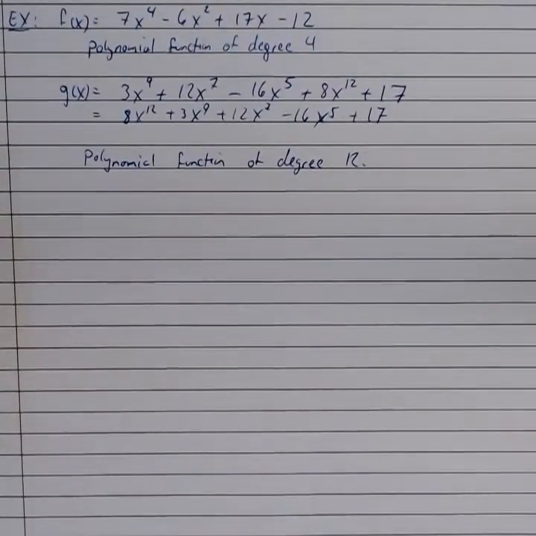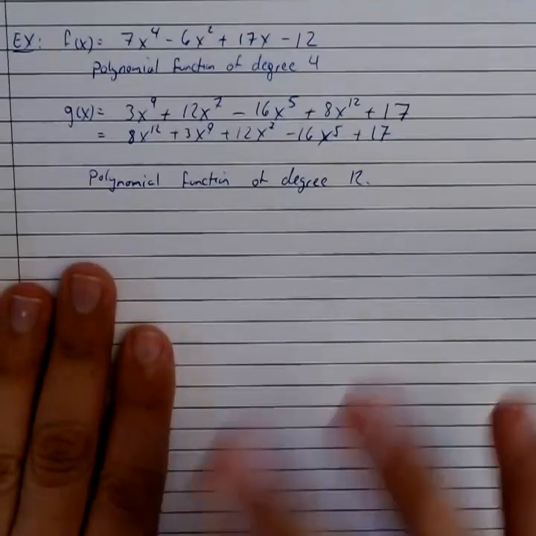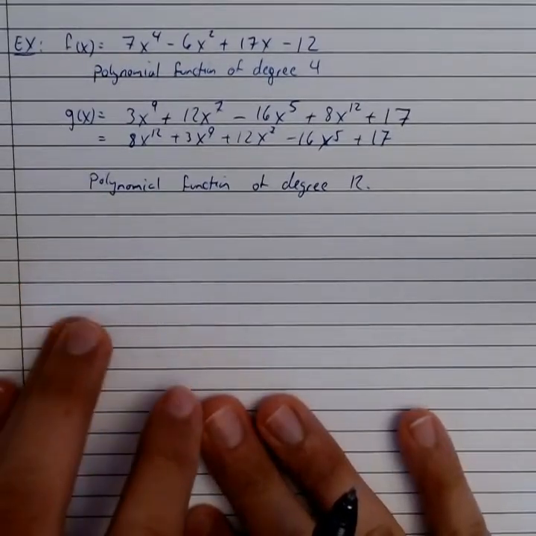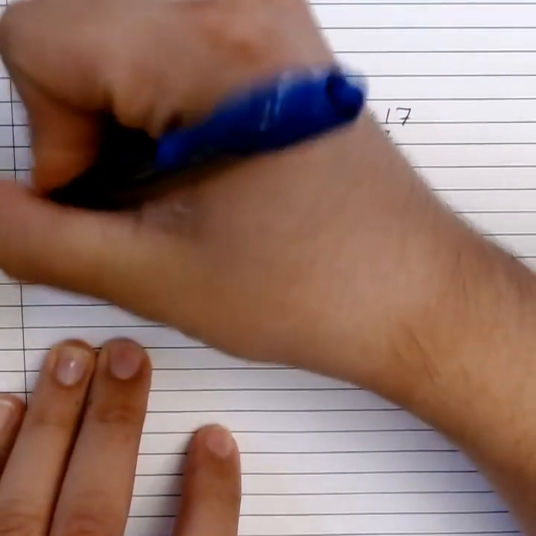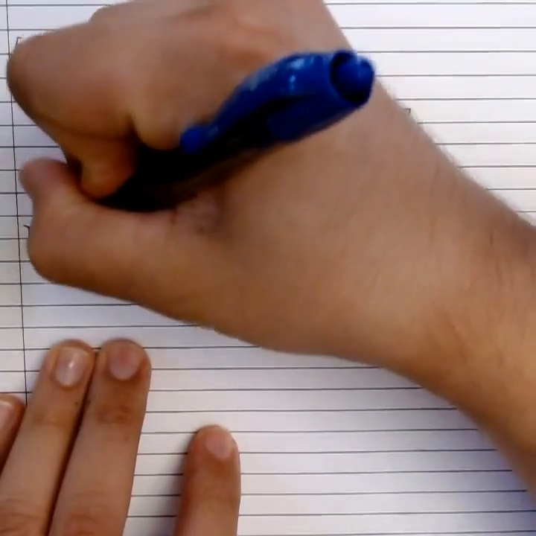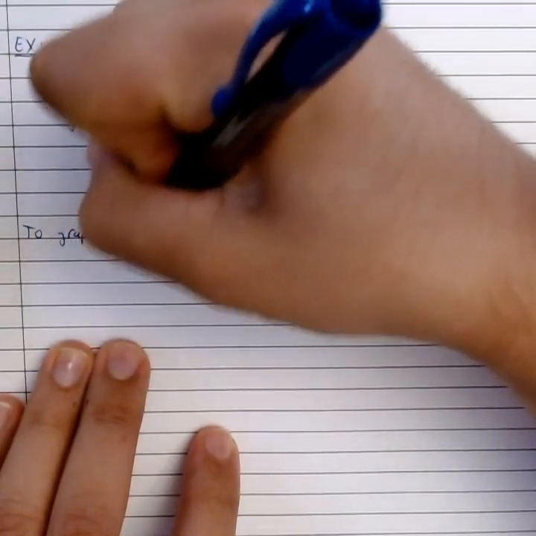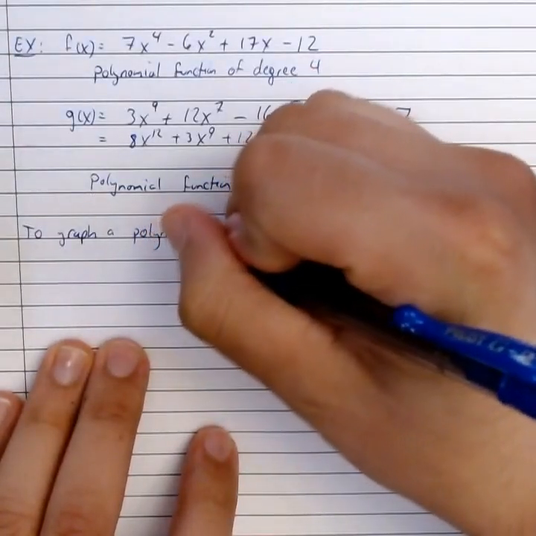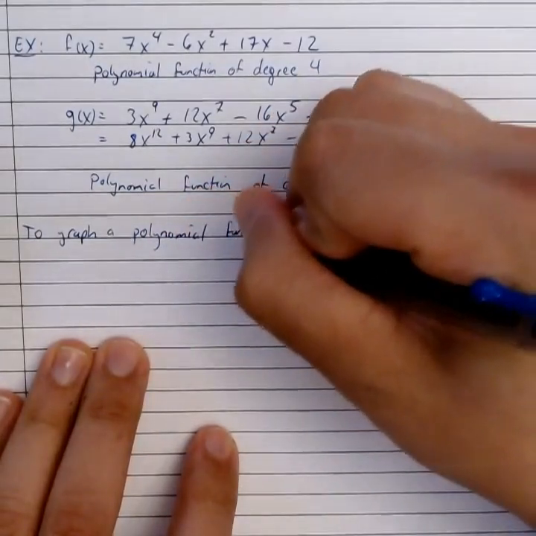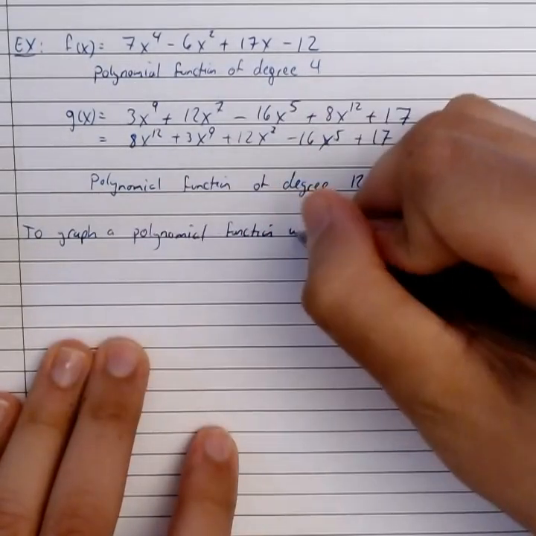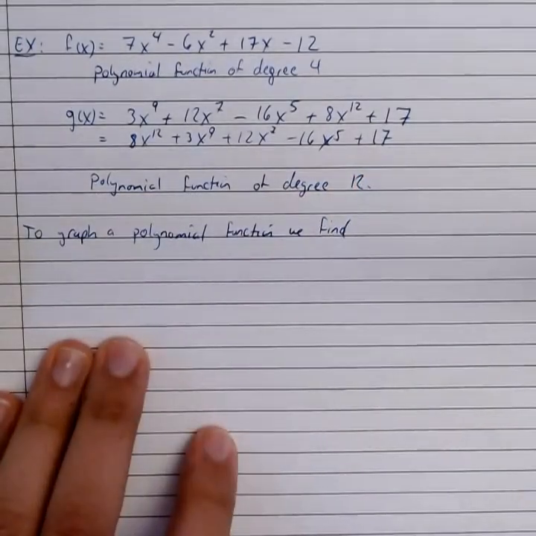Now, in the previous section, we saw that when we graph quadratic functions, we're going to want to find the vertex, the x-intercepts, and the y-intercept. When we graph a generic polynomial function, we're going to find something similar. To graph a polynomial function, we find, well, much of the same thing.